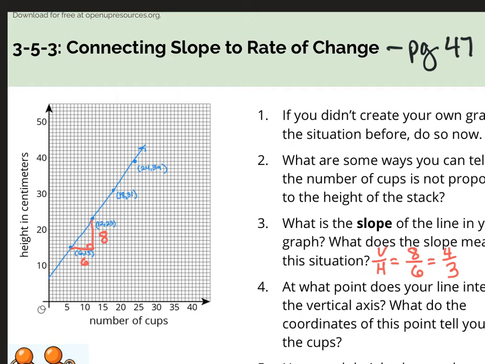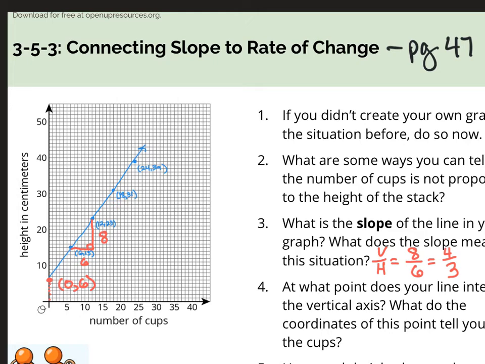So at what point does your line intersect the vertical axis? Okay, remember the vertical axis. We can look at that, and then what do the coordinates of this point tell you about the cups? So we can actually count those. We have 1, 2, 3, 4, 5, 6. 6 is where that is. And so that point is 0, 6. So side to side is 0, going up and down is 6.